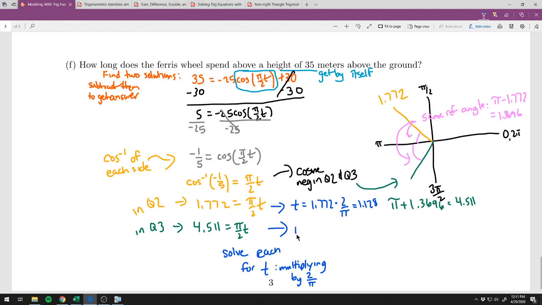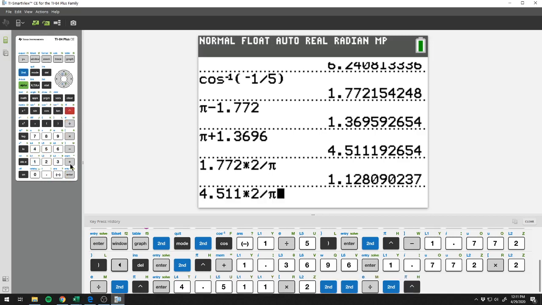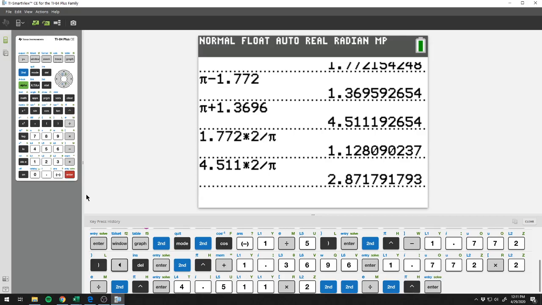And the second one, we got 4.511, which we multiply by 2 over pi to get rid of the pi over 2. And we get, I forgot my decimal point here. What is 4.511 times 2, oops, divided by pi, 2.872.